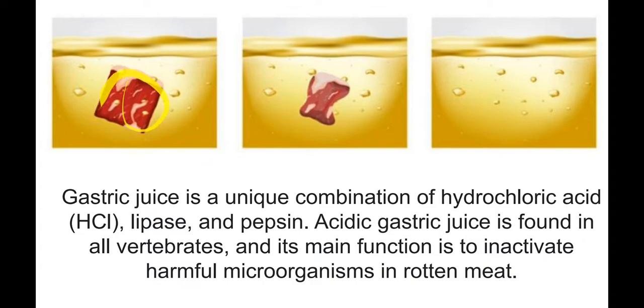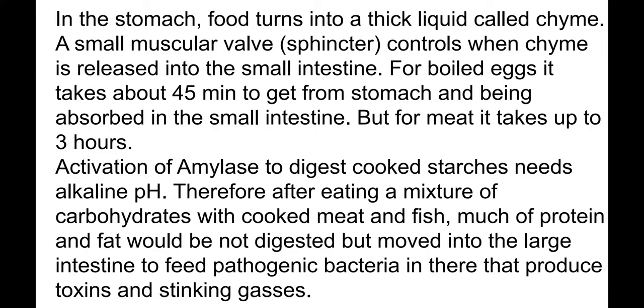If some protein with fat gets inside, gastric juice actually dissolves it and produces a thick liquid called chyme. A small muscular valve, the sphincter, controls when this chyme is released into the small intestine. For boiled eggs, it takes about 45 minutes to get from the stomach and be absorbed in the large intestine. But for meat, it takes up to 3 hours.